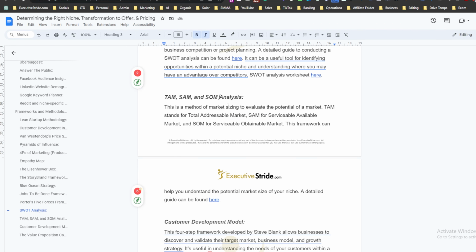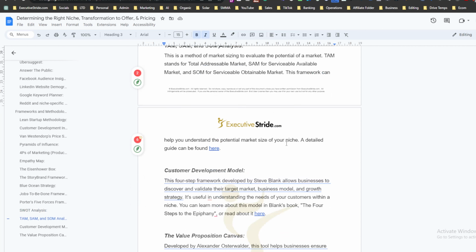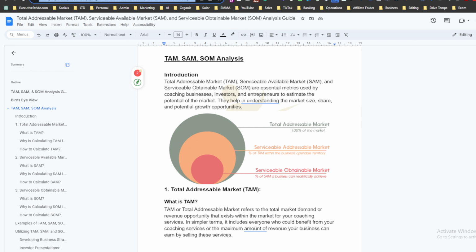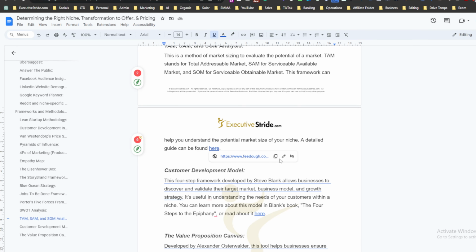This is a potential method of market sizing to evaluate the potential of a market. TAM stands for total addressable market, SAM for serviceable available market, and then SOM for serviceable obtainable market. This framework can help you understand the potential market size of your niche. A detailed guide can be found here. I'll give you the worksheet.